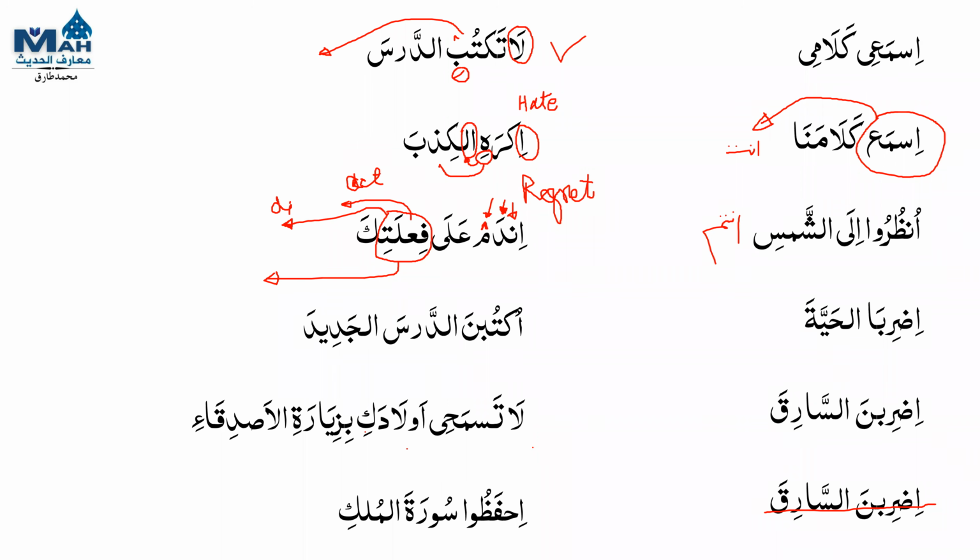Okay. Dr. Smita, the next one, please. Yes, ma'am. Uktub darsal jadida. Okay. Now give me the fi'l in Uktubna. In Uktubna, the fi'l is Antunna, ma'am. Okay, very good. And what will be the radicals? The root letters are Kaf, Ta, and Ba, ma'am.